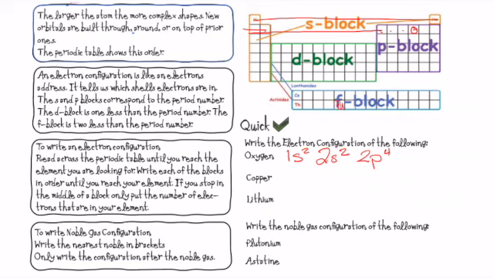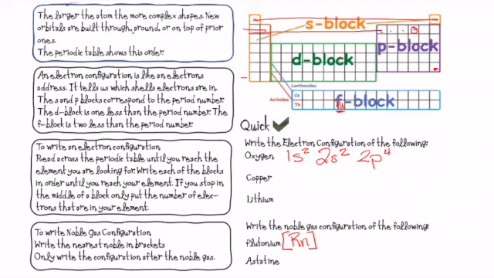So plutonium is right here. We look at the noble gas before it, which would be this one. That's radon. And that goes in brackets. That tells you that it has a full address up until that point.